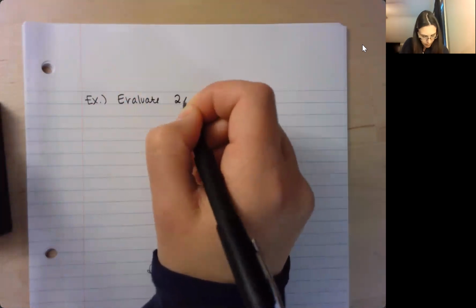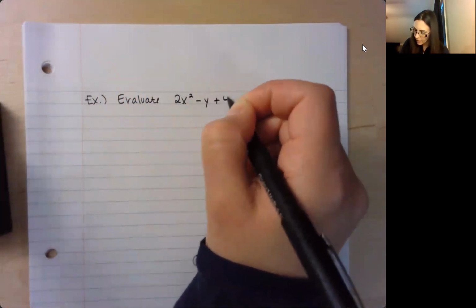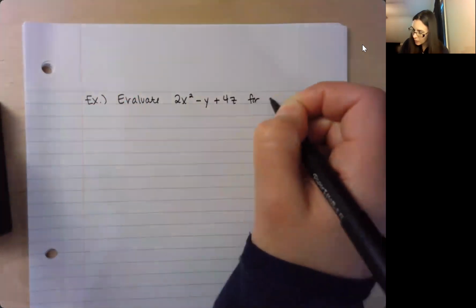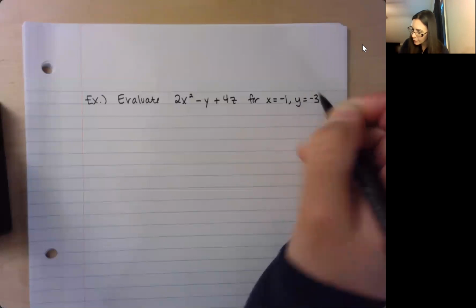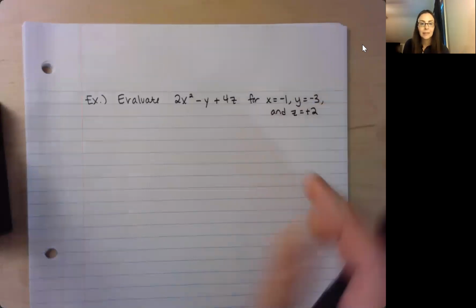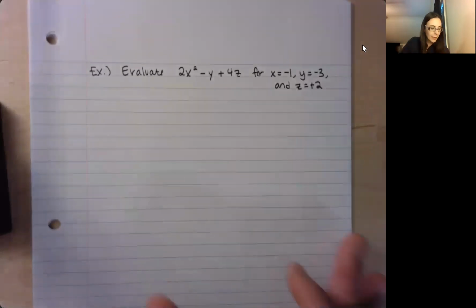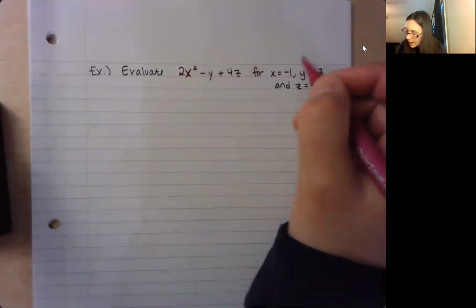Two x squared minus y plus 4z, for x equals negative 1, y equals negative 3, ran out of room, and z equals, we'll say positive 2. So remember, I'm just going to replace all of those variables with my values.